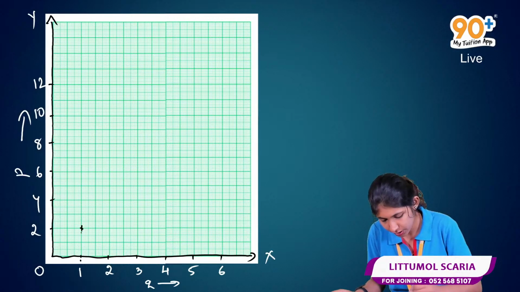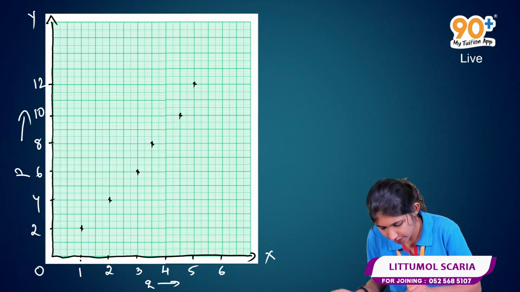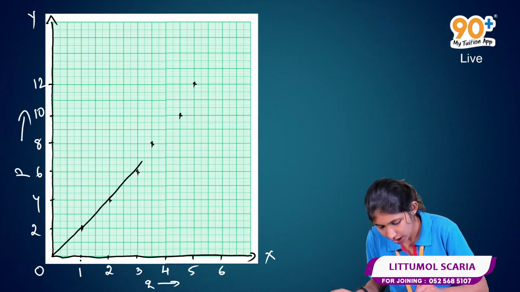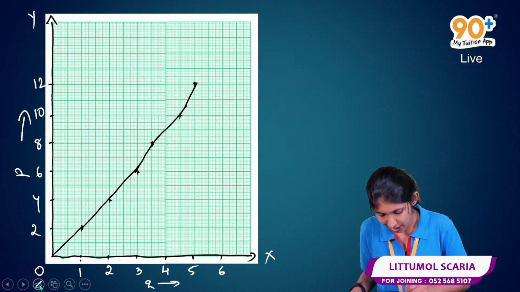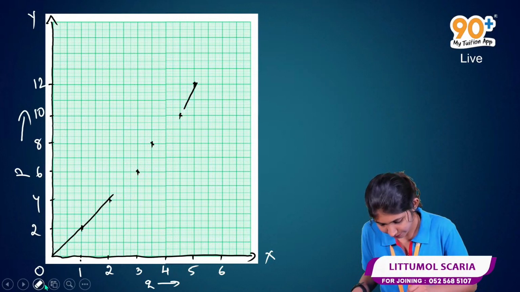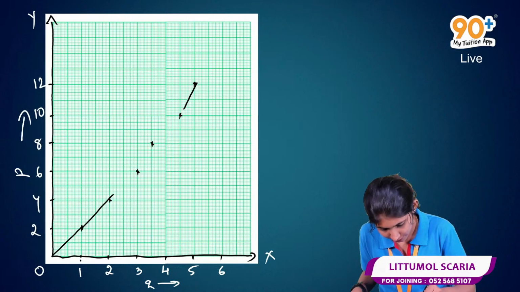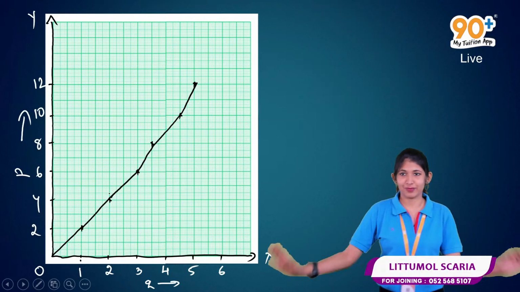1, 2; 2, 4; 3, 6; 4, 8; 5, 10; 6, 12. Yes, it is next. See, this is the reason why I took a bigger scale. Actually, it's linear. The reason is because I'm poor in drawing all these things. Use your scale and you will get a linear graph. Yeah, it's linear. Okay, it's linear.